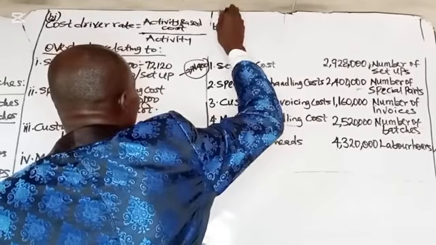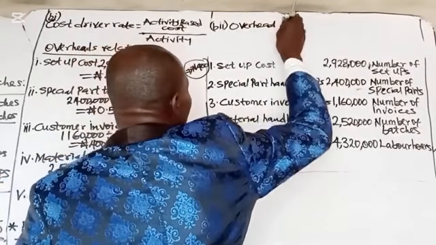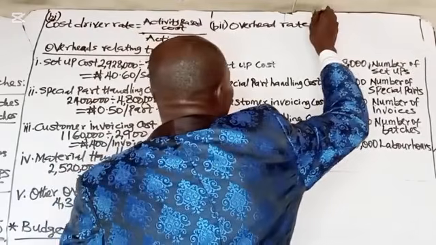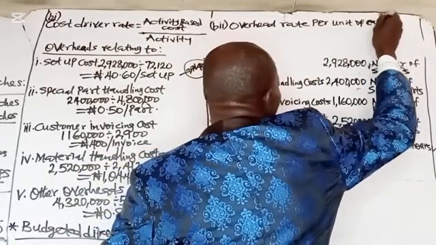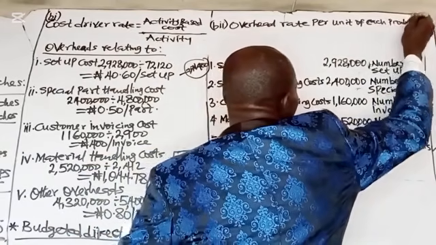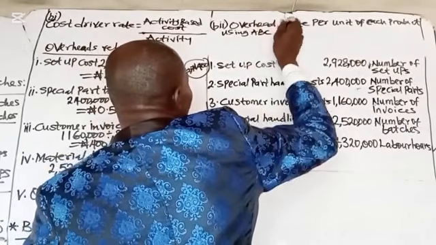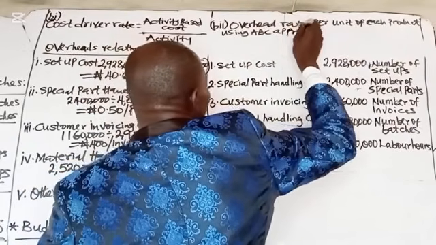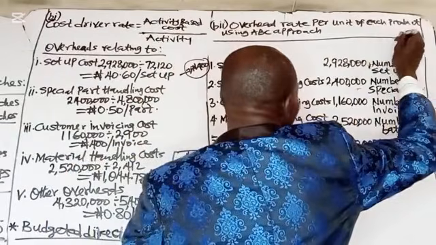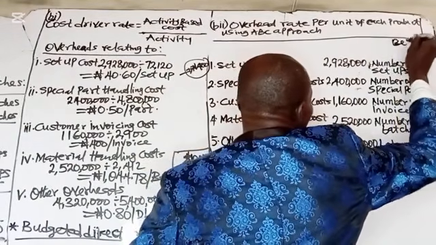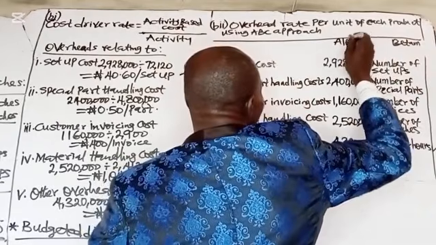B2, overhead rate per unit of each product using ABC approach. There are two products involved. We have Afam and Betam. Then we have Afam.